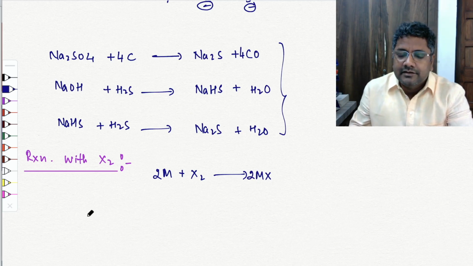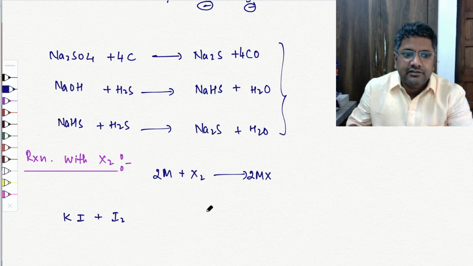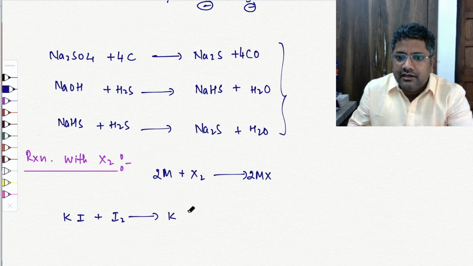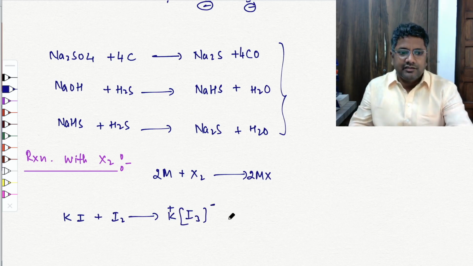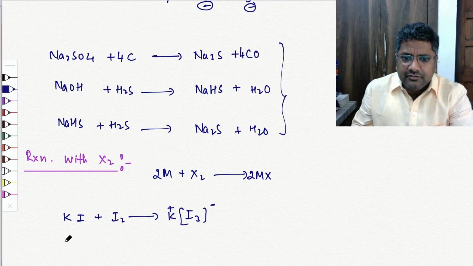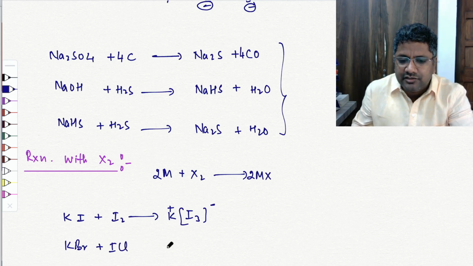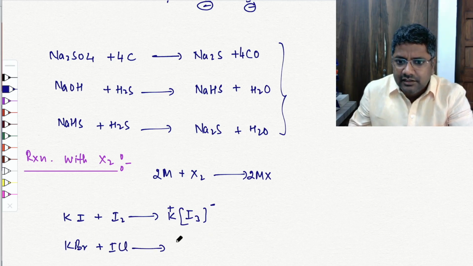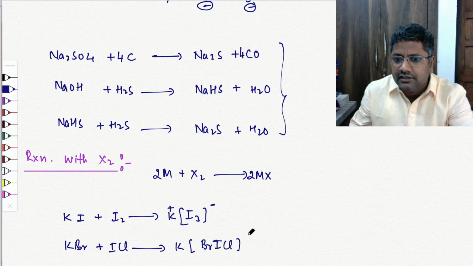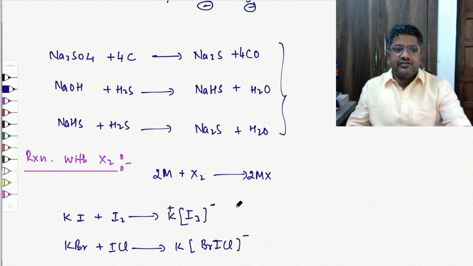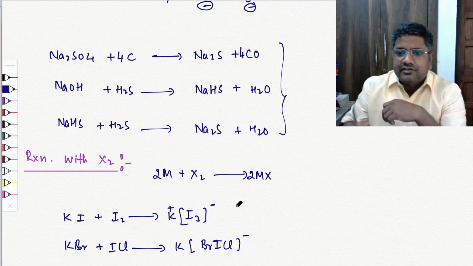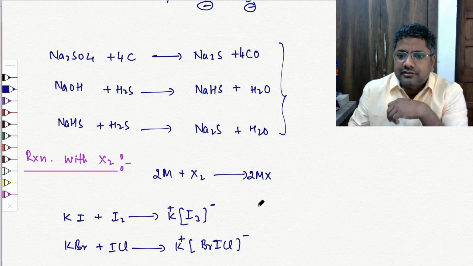So suppose that if you take KI plus I2, right? So you will have KI3, K plus I3 minus, right? Similarly, if you take KBr plus ICl, interhalogen compounds, then you have KBrICl, right? So these are the polyhalides which are formed by this group metals, right?